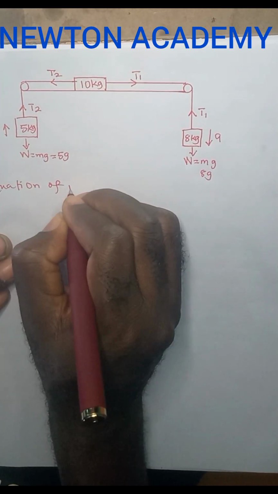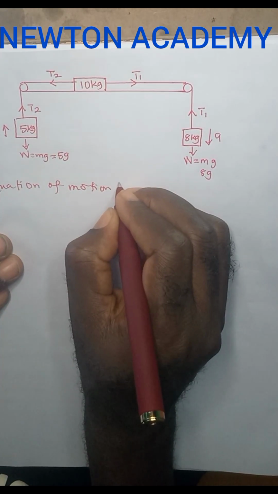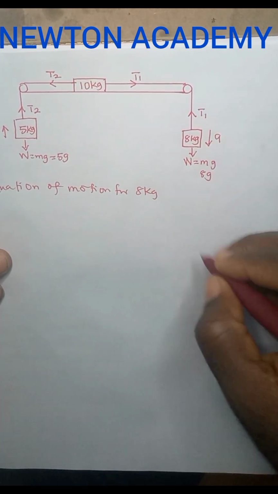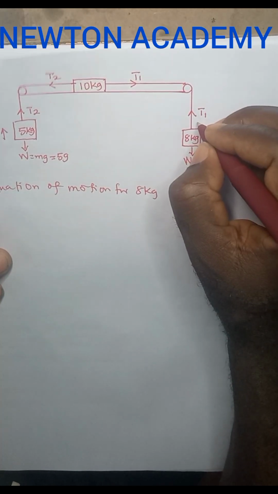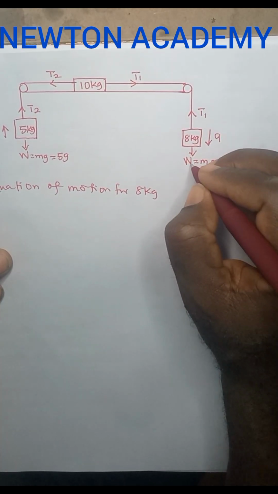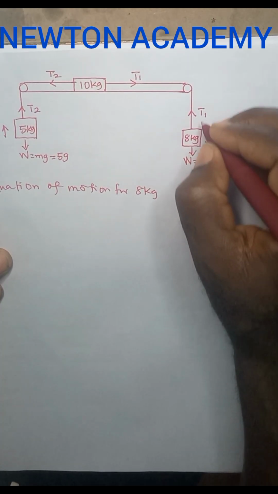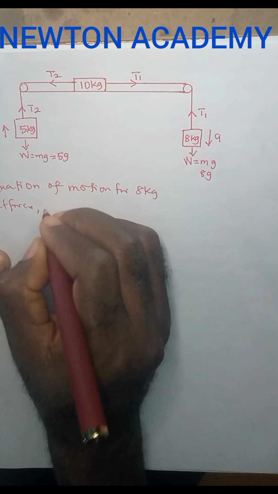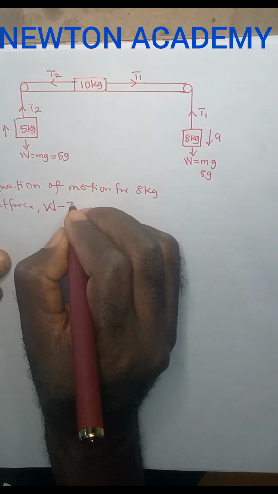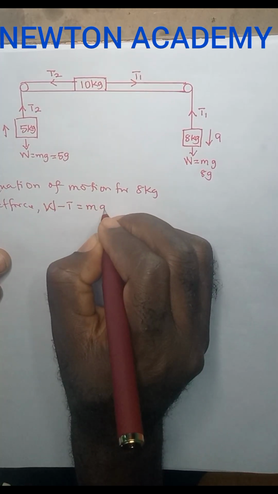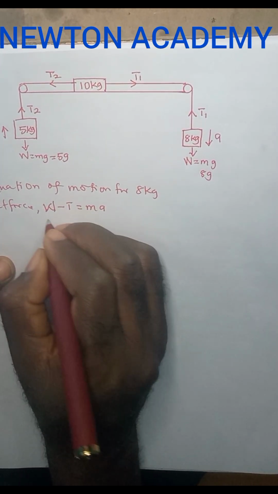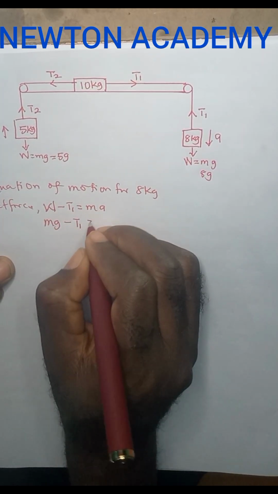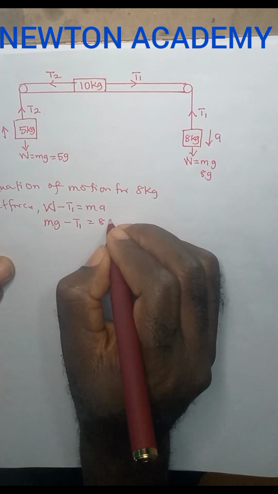Equation of motion for 8 kg. When you look at it, because it is coming down, the weight is pulling it down, while the tension T1 is pulling it up. Since it is going down, that means the weight is higher than the tension. Then from here, the net downward force is going to be the weight minus the tension. I know that net force is equal to mass times acceleration. Then here, weight is equal to mg, minus T1 is equal to the mass, which is 8a.